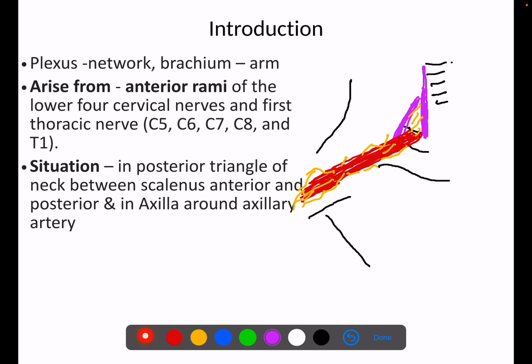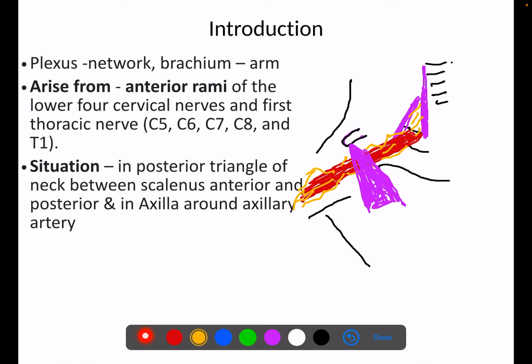Now you all know this is coracoid process. This coracoid process gives attachment to the pectoralis minor muscle. This pectoralis minor muscle divides axillary artery into three parts: first part, second part, and the third part. So while this brachial plexus is situated around this artery, it forms the trunks, divisions, and then cords. These cords are labeled in relation to this axillary artery.